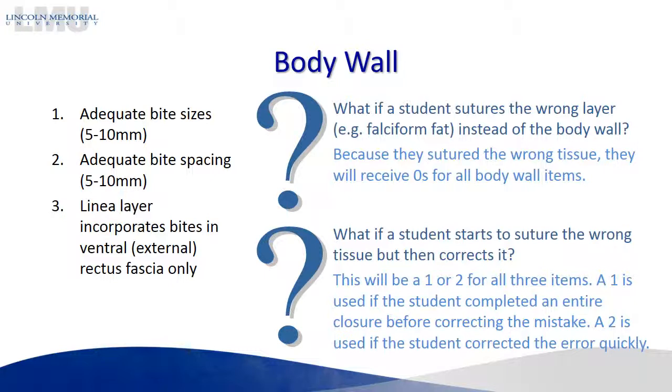On the other hand, I would use a 2, which is still a good score, if the student was sort of transiently concerned by going to that falciform fat, but they realized within a suture or 2 that they were incorrect. They cut out the sutures and they went ahead and did the body wall. So we're going to be in that 1 to 2 area depending on how long the student spent going down that wrong path.